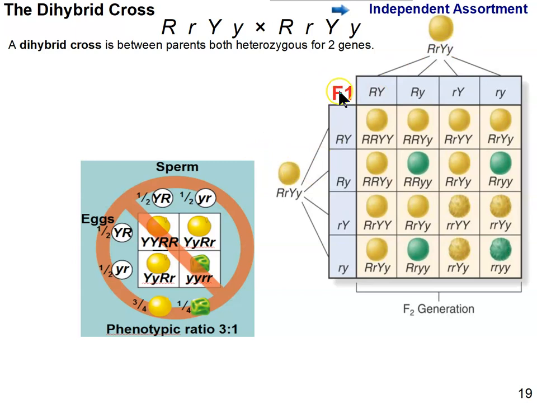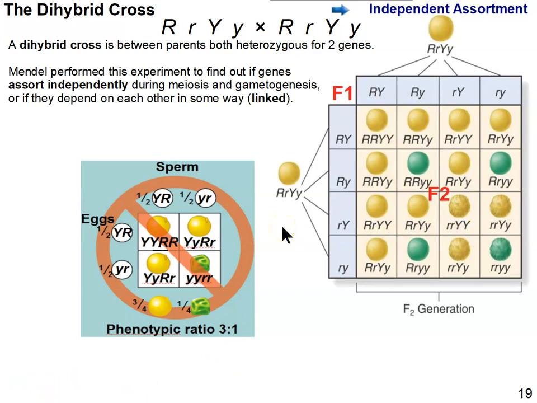And we're going from the F1 generation, which were dihybrids, to the F2 generation. And so this is what Mendel would predict if the genes did not influence each other's inheritance. And that's the whole idea of independent assortment. In other words, if the genes assort independently, they don't influence each other's inheritance, then this is what we would predict in the F2 generation.